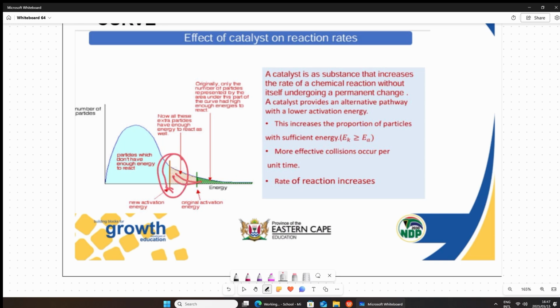This allows the particles in the brown area, which could not have sufficient kinetic energy to react, to now be able to form part of the product. Unlike the green part, which was without a catalyst, where only these few particles would have been able to react. Therefore, this increases the chance of effective collisions per unit time. So now, instead of the reaction taking longer, it actually takes a shorter time.